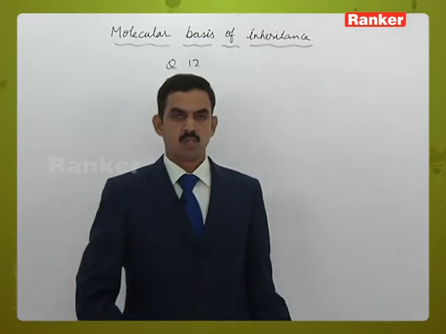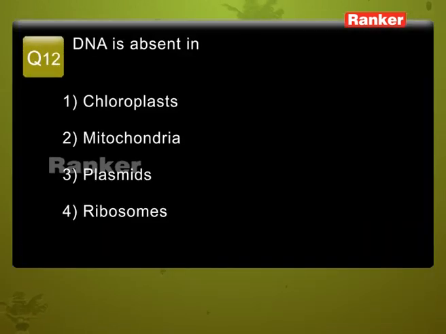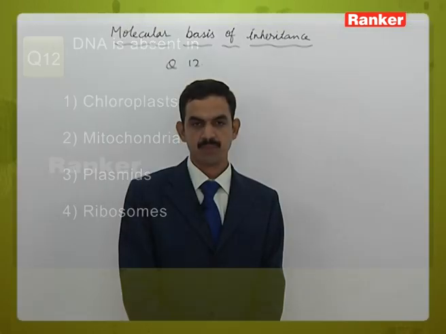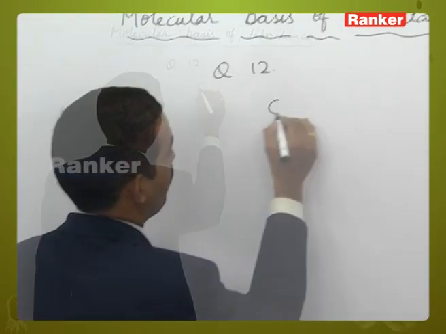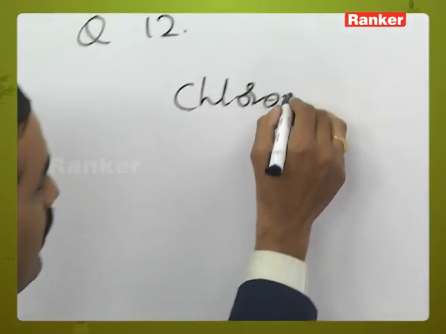Question number 12. DNA is absent in? Options: 1, chloroplast; 2, mitochondria; 3, plasmids; and 4, ribosomes. Okay, now let's come to the first one, the chloroplasts.